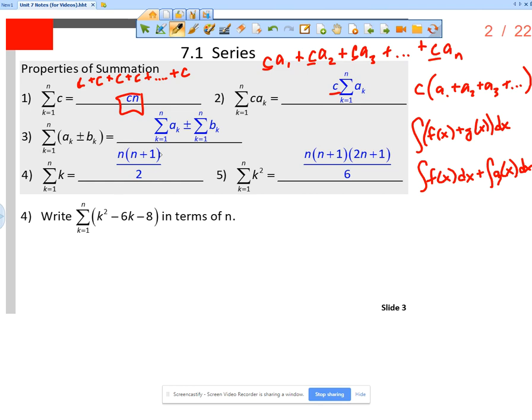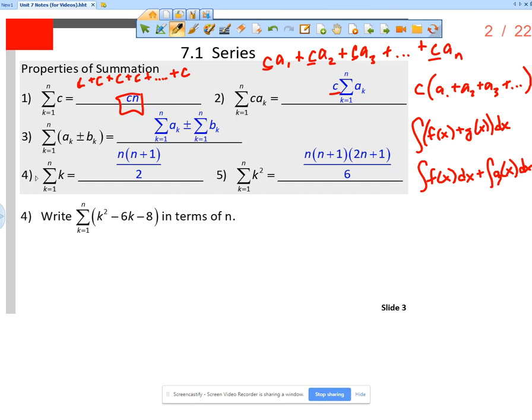So very similar. Now, what you do not see listed here is if I had something a sub k times b sub k, you cannot split those up into two separate summations, just like if you had f of x times g of x, you could not split those up into two separate integrals. So they work in almost the exact same way.